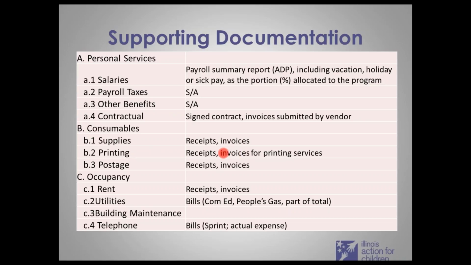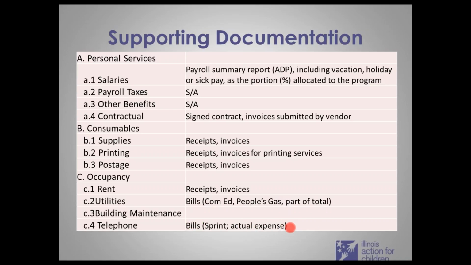Printing, that could be, if you have printing services, if you go to Kinko's or FedEx, printing that would come from there. Postage would be any receipt or invoice from the post office, UPS, that kind of thing. If you have rent or occupancy, that would be any receipts, any bills or invoices, checks that are written, a copy of those checks. For utilities, that would be people's gas and then the part of that total that is allocated to the program.